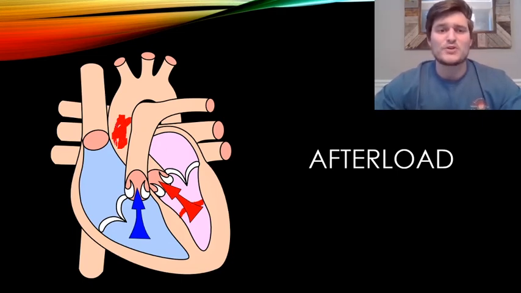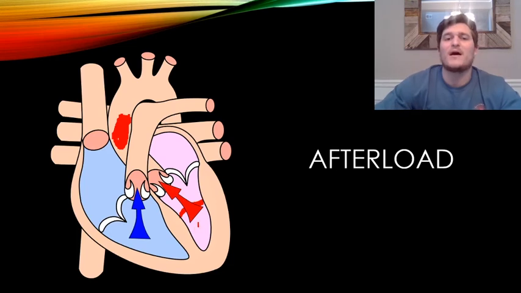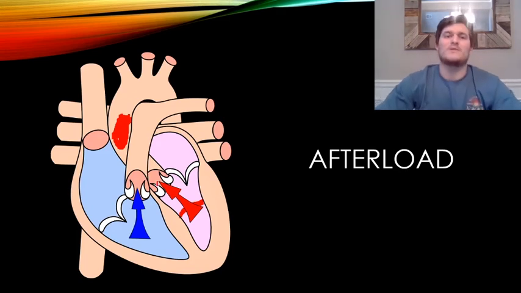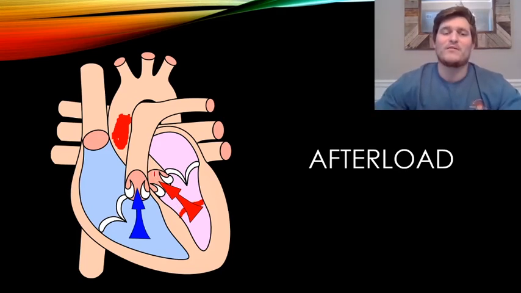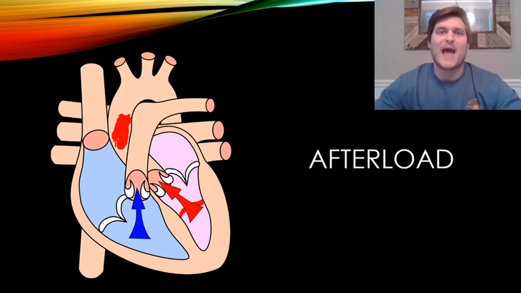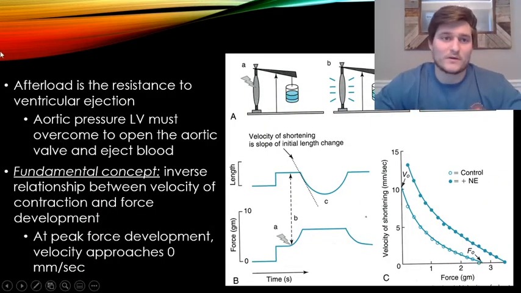Because if pressure in the aorta is higher, well, then the pressure on the inside of the left ventricle also has to be higher for blood to be ejected out. And this is going to limit the amount of blood and the time that the left ventricle has to eject blood out to the rest of the body. And so this concept is called afterload. Afterload is going to be the resistance to ventricular ejection.